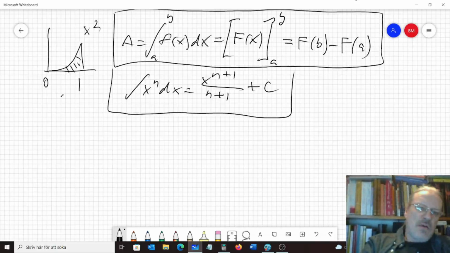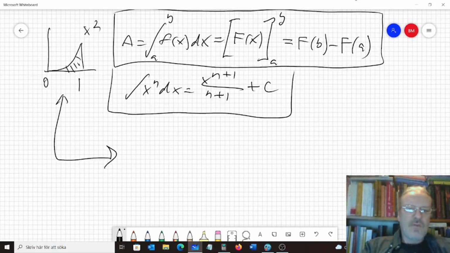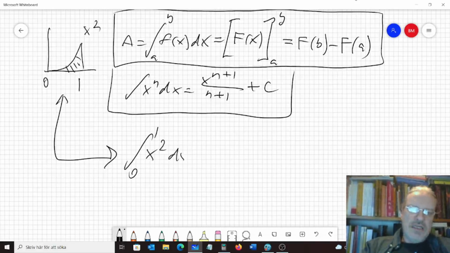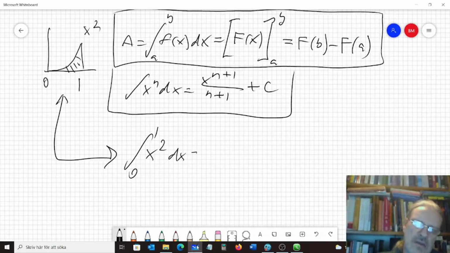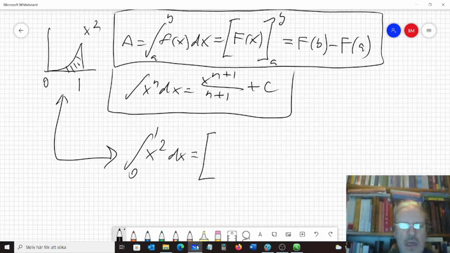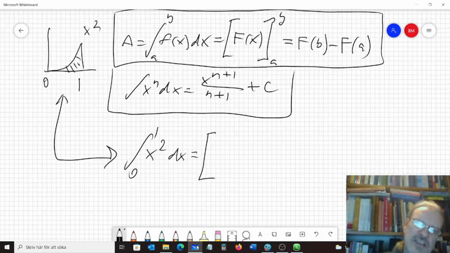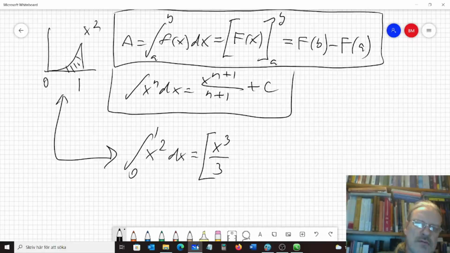Okay, so let's look at our particular problem here. So we want to find the area from 0 to 1, so that will be the integral from 0 to 1 of our function, that is x squared dx. So in other words, the area from 0 to 1 of x squared, and the integral will be taken with respect to x. And that will be our antiderivative or our primitive function of x squared, which now will be x cubed divided by 3. We just follow this rule here, right?